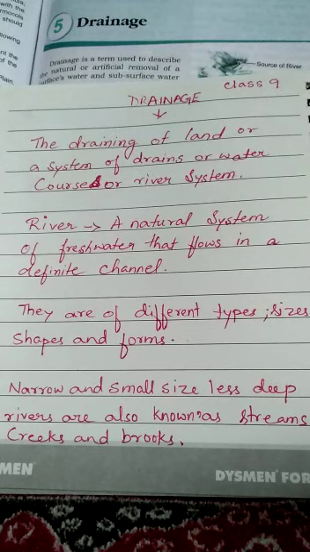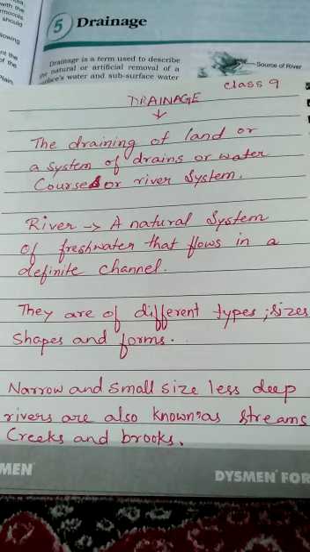So the first topic is rivers. A river is a natural system of fresh water that flows in a definite channel. We have a channel, and the water which is flowing in it is known as a river. Wherever the rain falls, some water flows downhill, some of the water evaporates, some water is absorbed by the ground into the soil, and some remains on the surface.